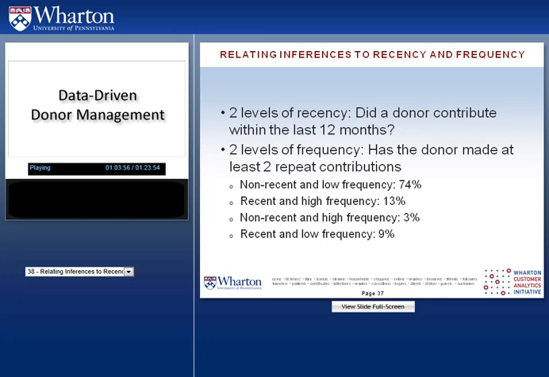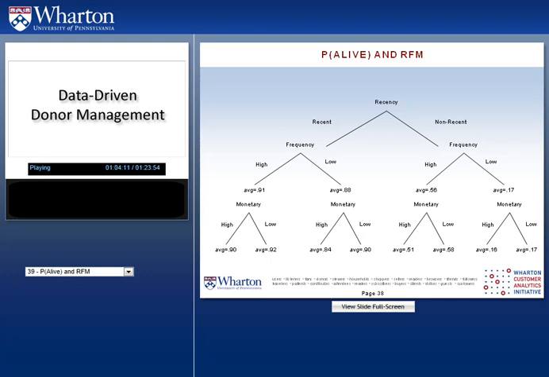First, let's look at how likely is it that these different groups are going to give at all in the future. So how likely is it that these individuals have lapsed already? This is a measure of the probability that a donor is still alive. If we follow this branched diagram down the left-hand side, we can see for those recent donors, both the high frequency and the low frequency donors, there's a very high probability that they're going to be giving again in the future.